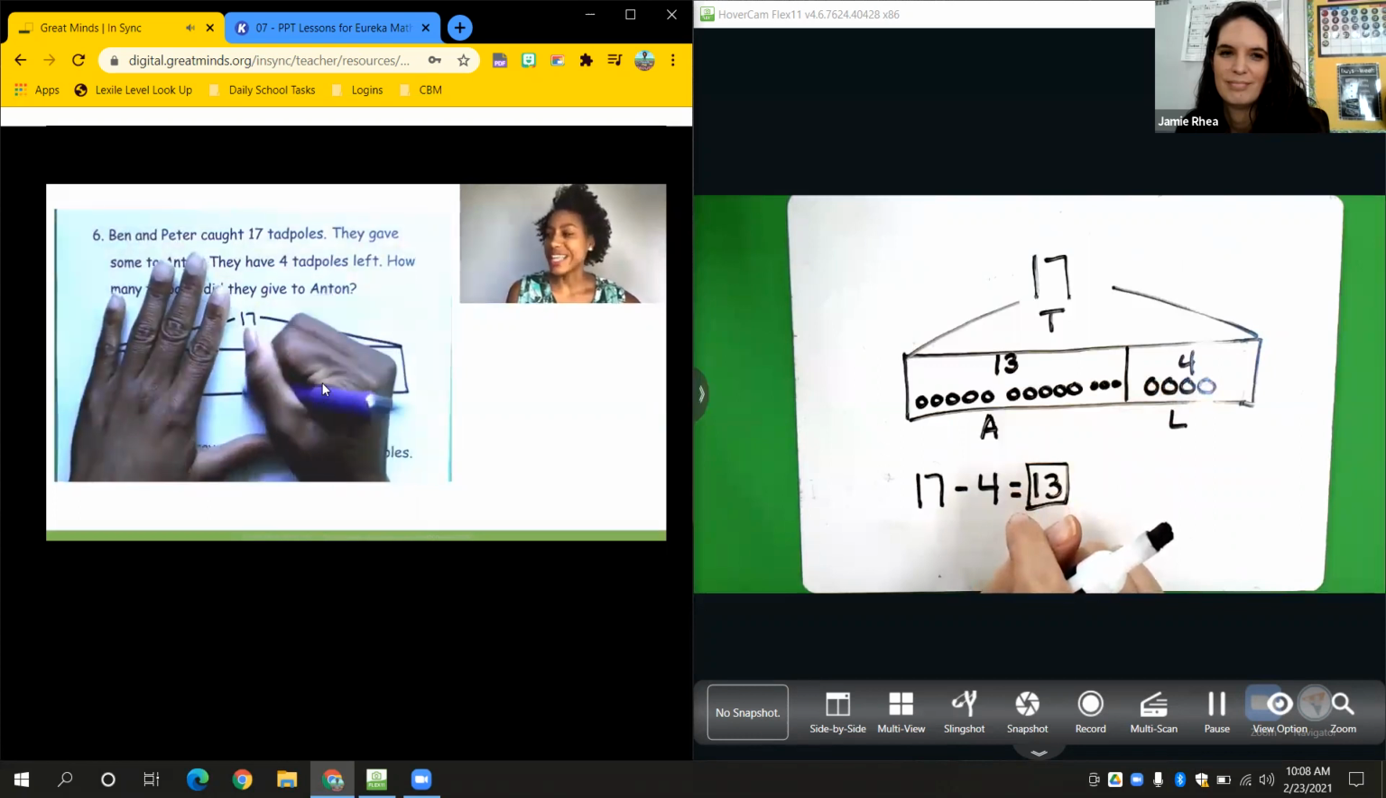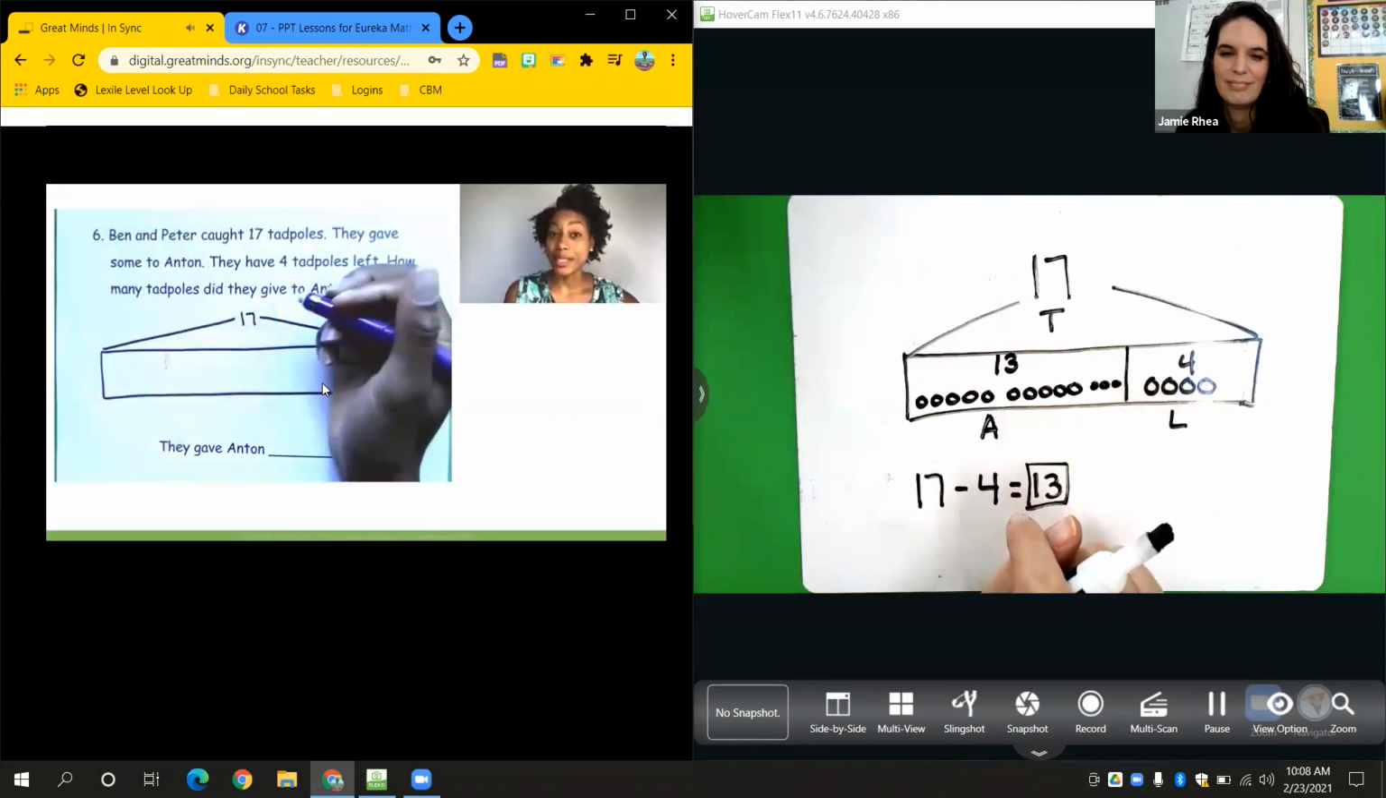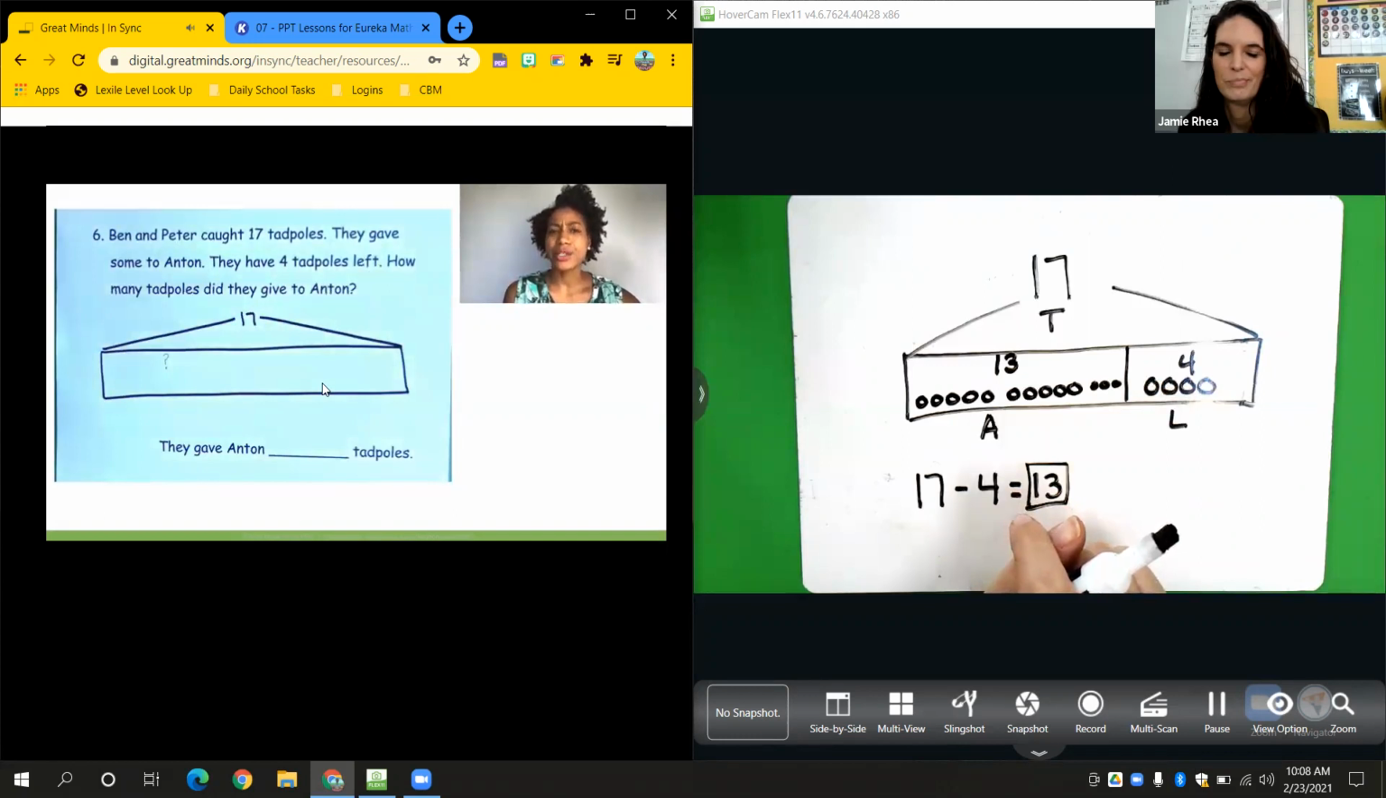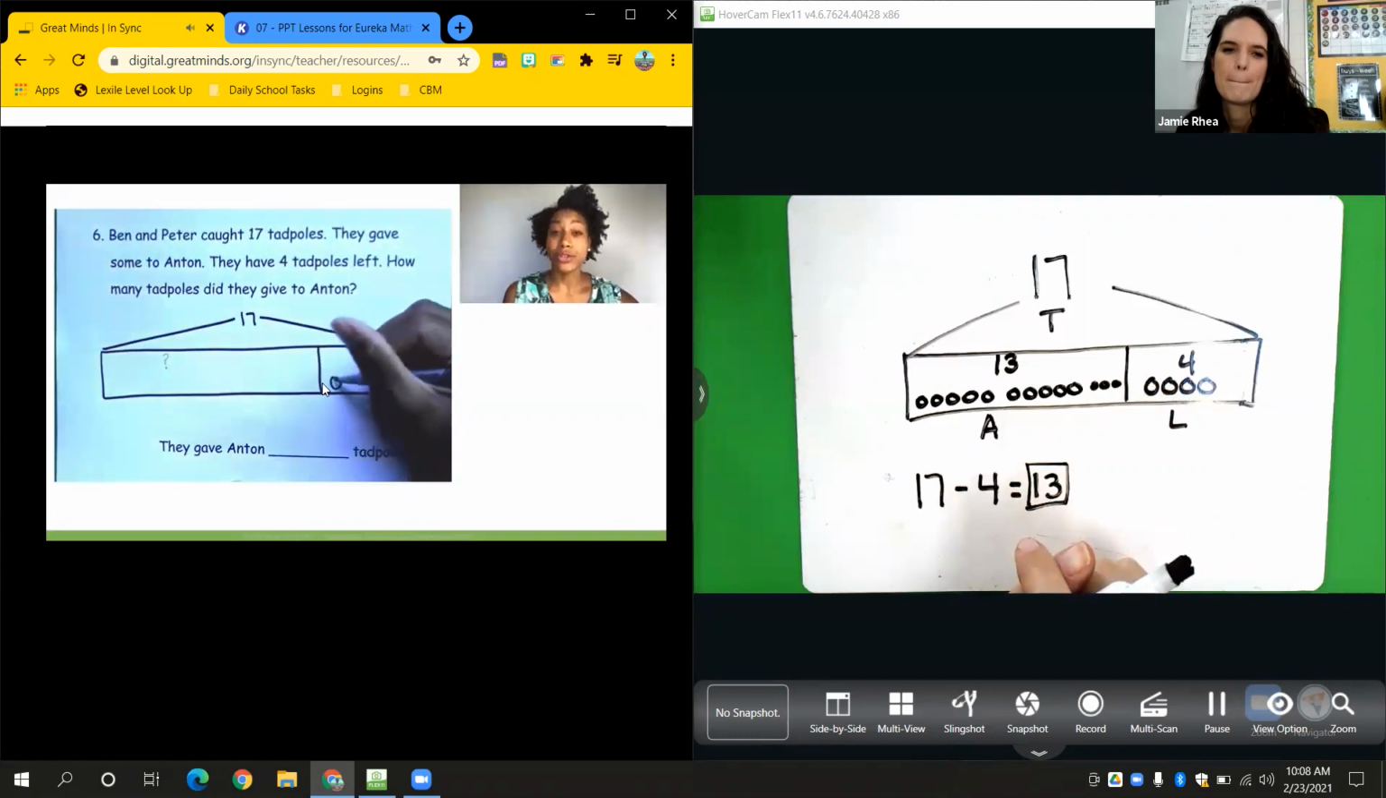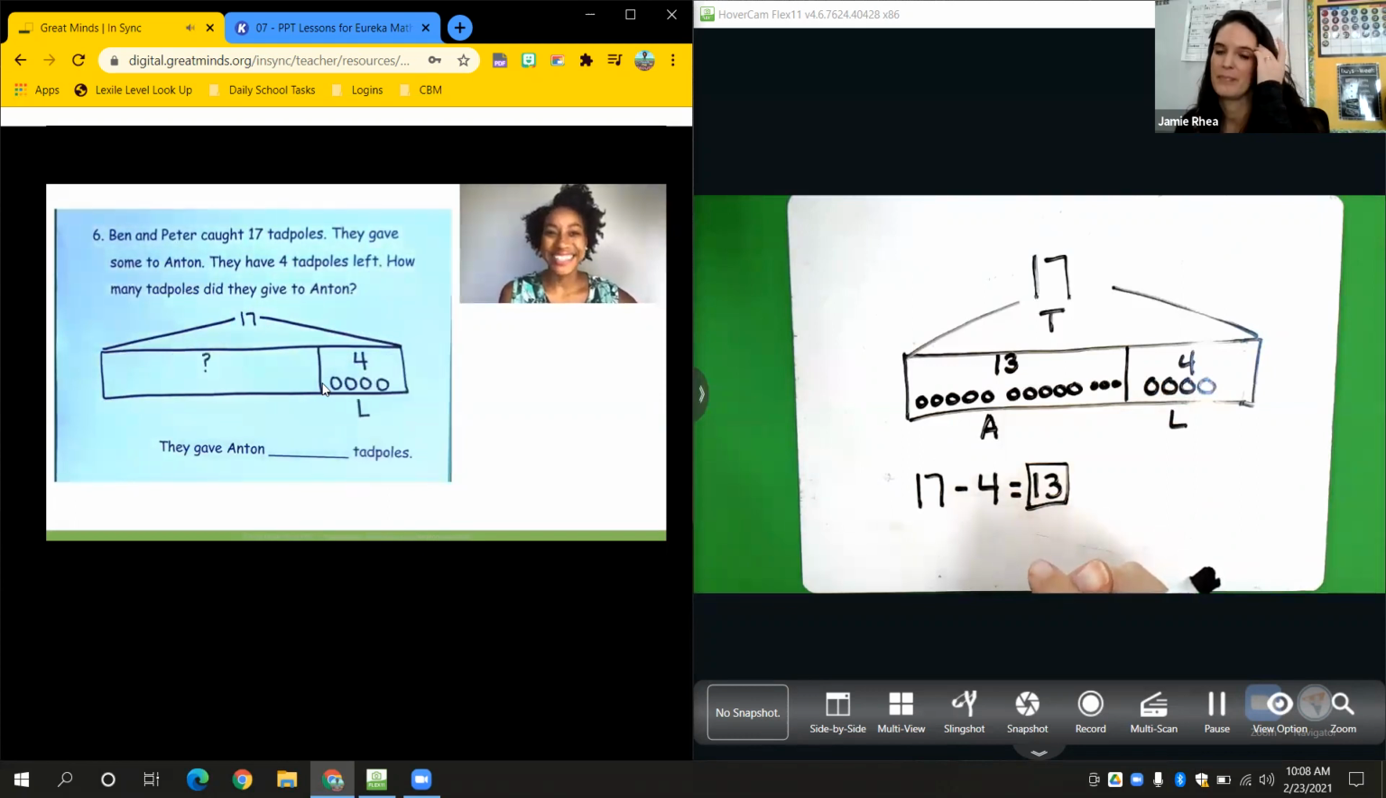I'm going to erase that line to make the missing part a little bigger because 4 is going to be a small part. I can draw my 4 circles to show the 4 tadpoles left over. Nice. Now my drawing matches the story problem. Ben and Peter started off with 17. They gave some away to Anton, and they were left with 4.